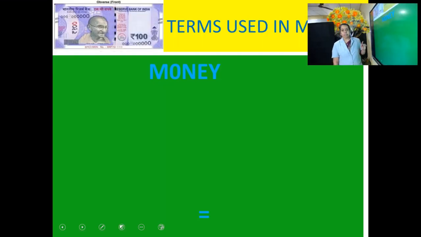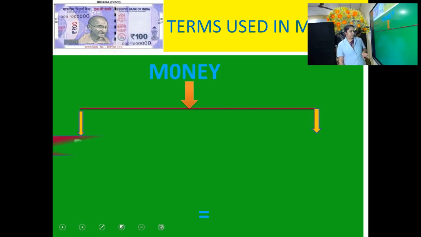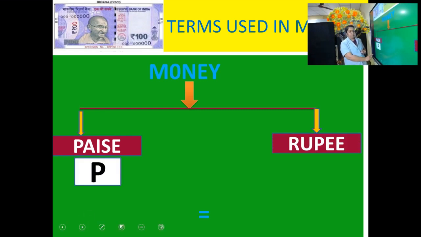In the standard third, we learned the terms used in money. Which are the terms we are using in money? There are two terms we are using in money. First one is paisa and the second one is rupee. Paisa can be denoted as P. How do you denote the paisa? P. Paisa means we are using the coins.